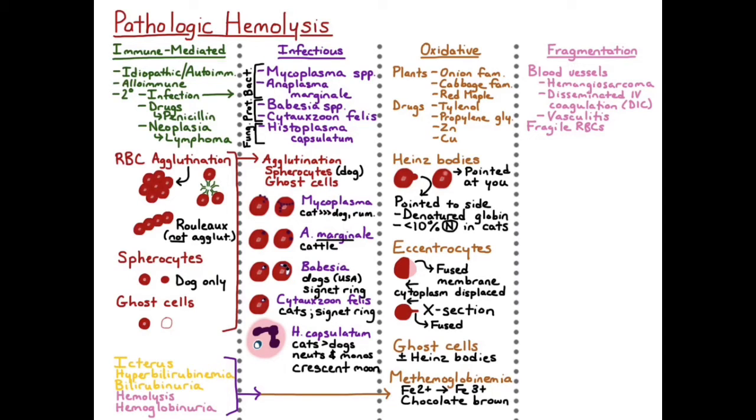DIC is when there's activation of clotting within the blood vessel, and there's deposition of strands of fibrin within the blood vessel. And these fibrin strands lyse or shear the red blood cells as the red cells move through the blood vessel. Vasculitis also activates clotting within the blood vessel, so you can have deposition of fibrin within the blood vessel, and again, the red cells are being sheared as they pass through that fibrin.